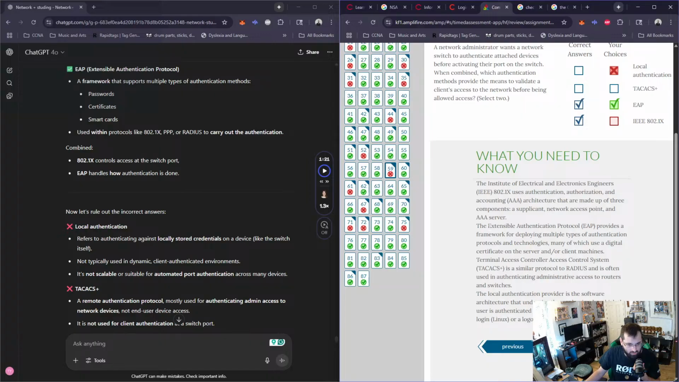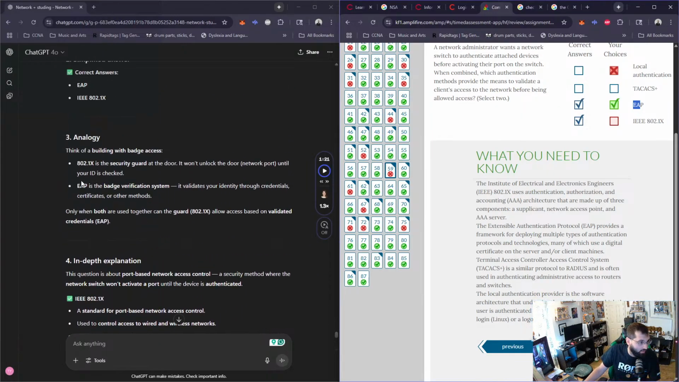Okay, and the other one is the Extensible Authentication Protocol, EAP, which provides a framework for deploying multiple types of authentication protocols and technologies, many of which use a digital certificate on the server and/or client machines. Now, I remember when I did this yesterday, I could not remember what this was to save my life. That's why I went with the local authentication. Maybe I didn't know that A stood for authentication, but I knew that it was associated with authentication. So that's why I went with the one that I went with.